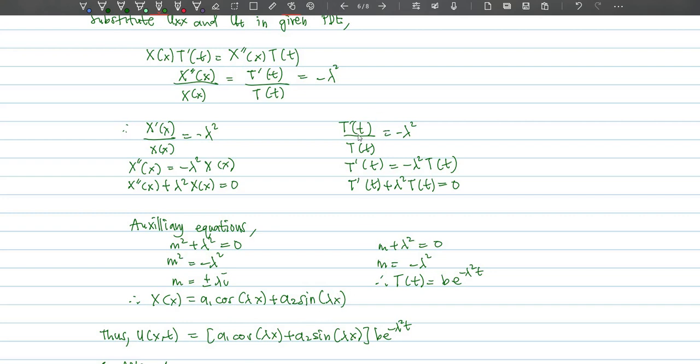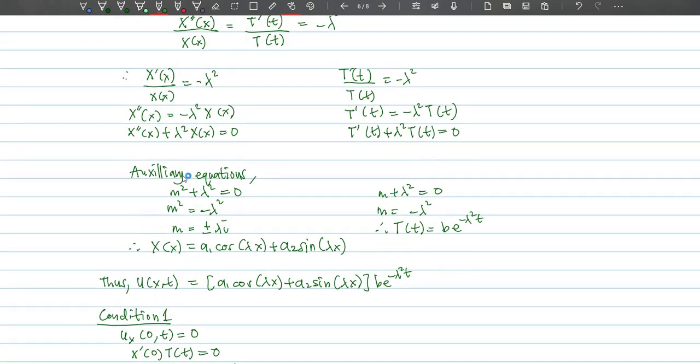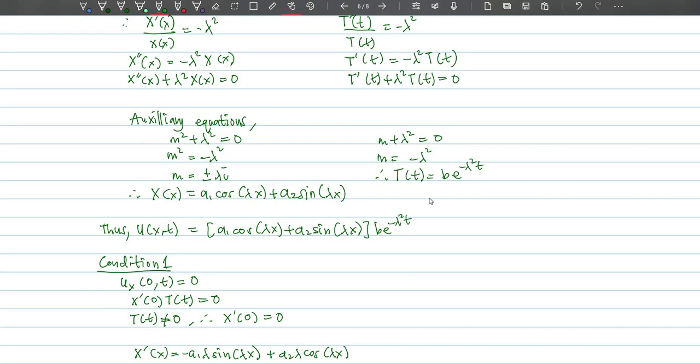And for the function of t, we have T'(t) over T(t) equal to negative lambda squared, which can be rewritten as such after we rearrange. Then again we apply the auxiliary equations, and hence we have m plus lambda squared equal to 0, where m is equal to negative lambda squared. Therefore we have T(t) equal to B e to the power of negative lambda squared t. For your information, these constants are up to you whether you want to use A, B, C or D or else, but this is what I will be using.